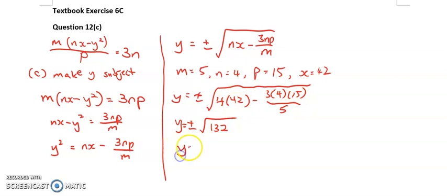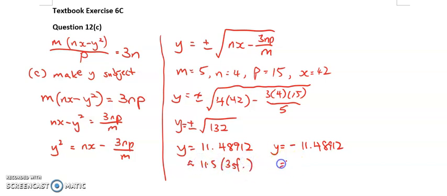So y will be equals to 11.48912. This is a positive square root 132, and then negative square root 132. Okay, negative 11.48912, and round off to 3 significant figures, 11.5, and round off to 3 SF, negative 11.5. Alright, we have two solutions here.